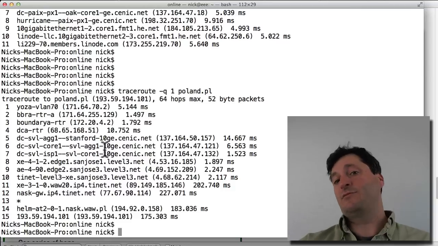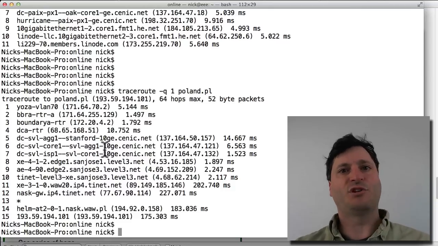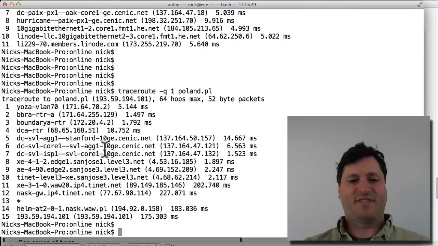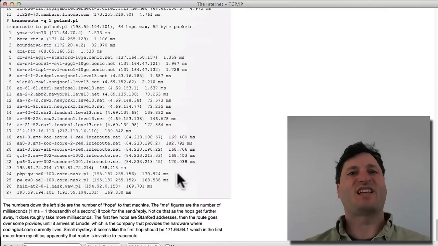So you don't need to run ping and traceroute yourself. I just want to demonstrate those, but if you want to play with them, you can give them a shot. And I guess in the CS101 sense, that's really how it works.